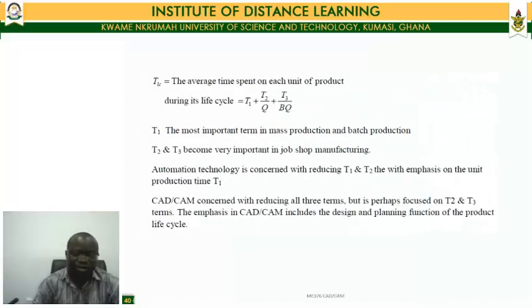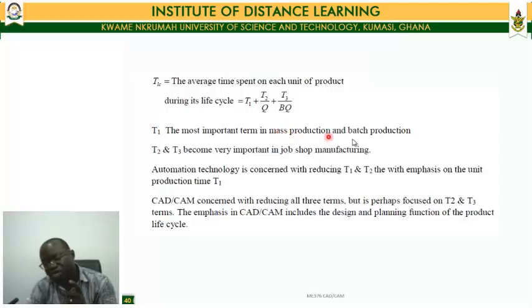Now, if we try to simplify the equation and look at the average time spent on each unit of the product by dividing it by the batch and the quantity, this is how the equation turns out. Now, T1 is the time required to produce 1 unit of the batch. So you notice that T1 is the most important term when it comes to mass production and batch production, because you would want to know how long it would take you for one product to be produced.